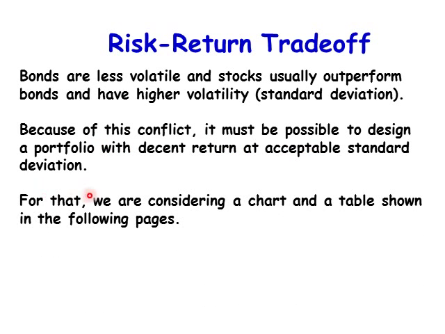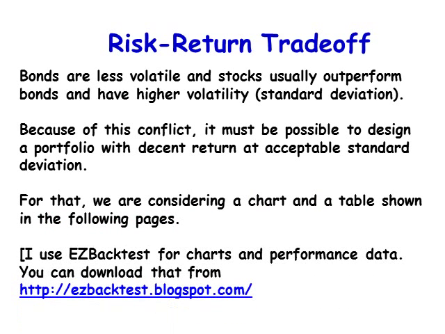For that, we are considering a chart. How do we decide where we want to operate? We'll consider a chart and a table in the following pages. If you want to do the chart yourself, the tool I use is Easy Backtest, and you can download it from this website, easybacktest.blogspot.com. There are two places you can download from. Use the pie chart for download.